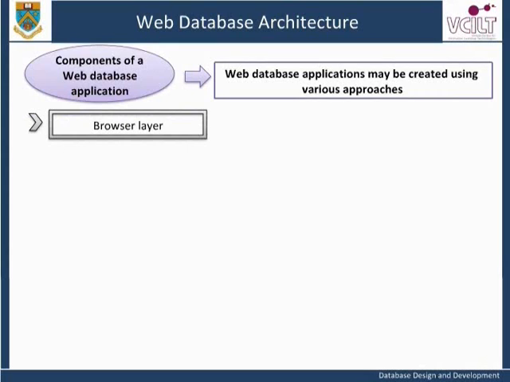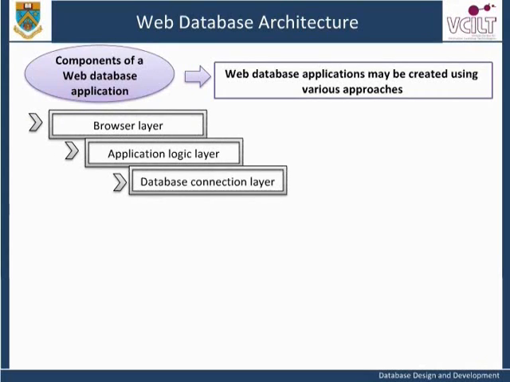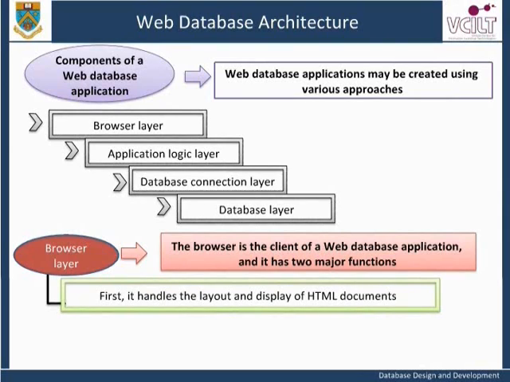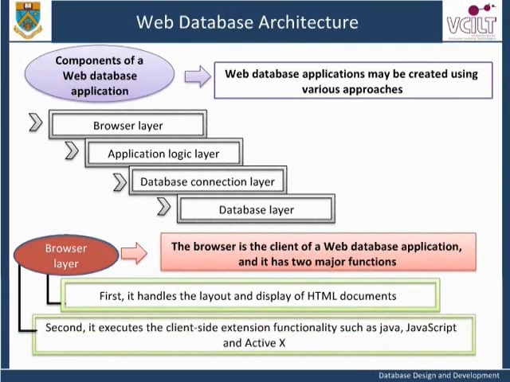Browser layer. Application logic layer. Database connection layer. Database layer. Browser layer. The browser is the client of a web database application, and it has 2 major functions. First, it handles the layout and display of HTML documents. Second, it executes the client-side extension functionality such as Java, JavaScript, and ActiveX, a method to extend a browser's capabilities.